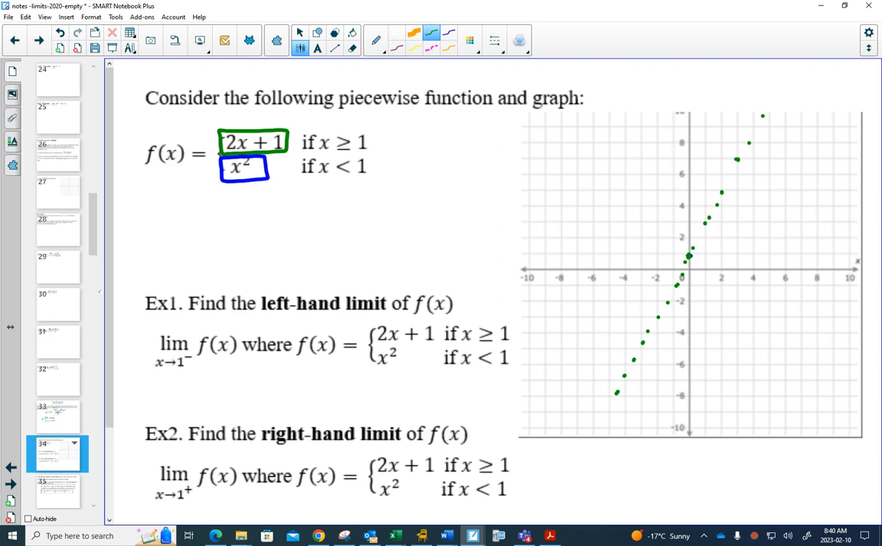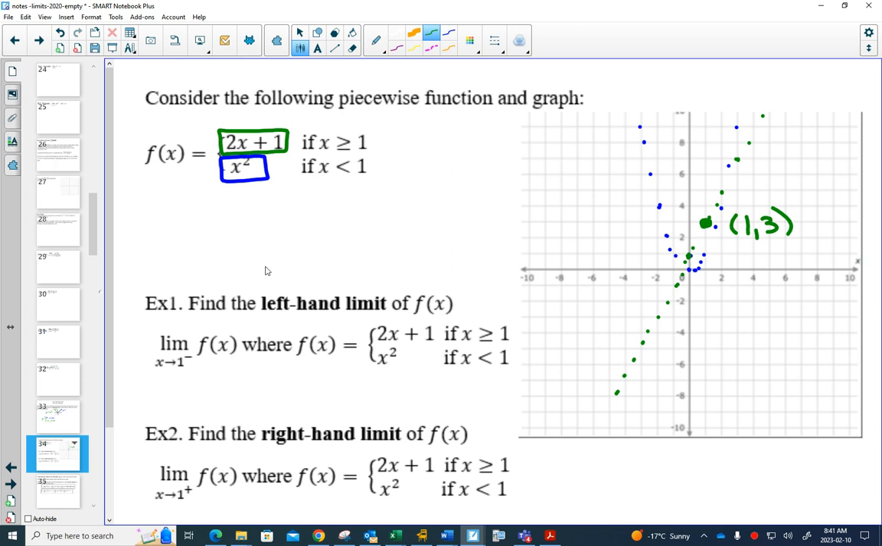And if I go to my parabola, it's a regular parabola: over 1, up 1, over 1, up 3, over 1, up 5. That would be my parabola. Now, what we have in a piecewise function is the place where you switch from one piece to the other. In this case, it switches at 1. So on the green graph, I'm going to plug in 1. And 2 times 1 plus 1 would be 3. I would have on the green graph the point (1, 3).